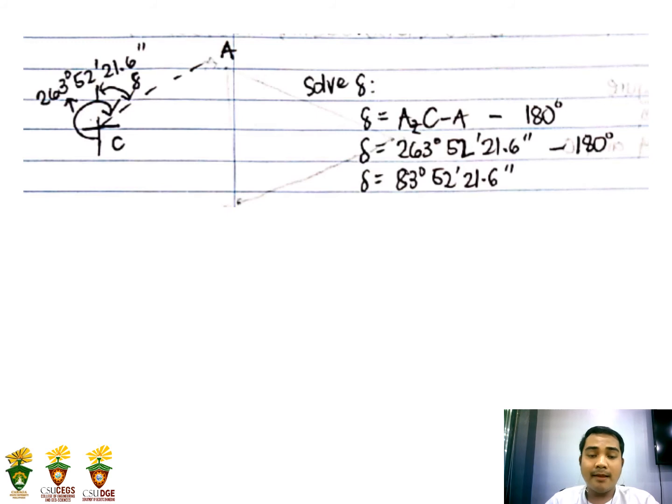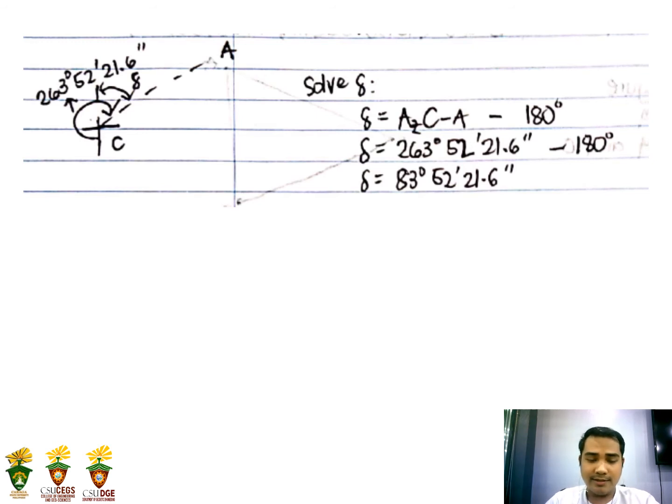So the next thing that we are going to get is the azimuth of the line AB. But since we have no direct relationship from station A going to B, or nothing given from station A going to B, we need to utilize the given values from station C going to A, then A going to B. So let us first have the given values. First is the azimuth C to A, which is 263 degrees 52 minutes and 21.6 seconds.